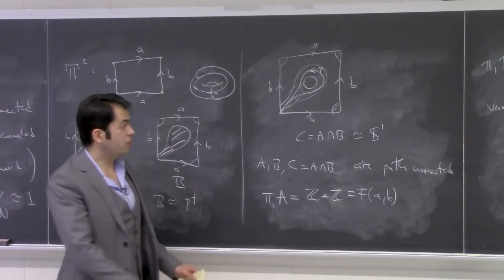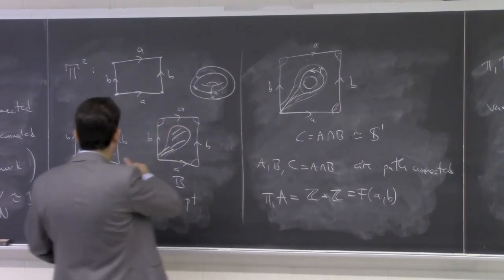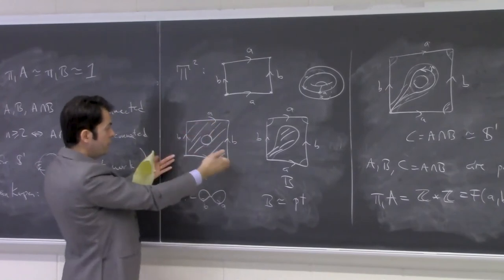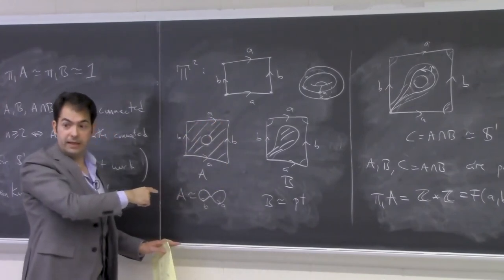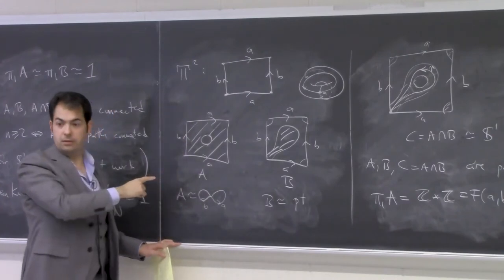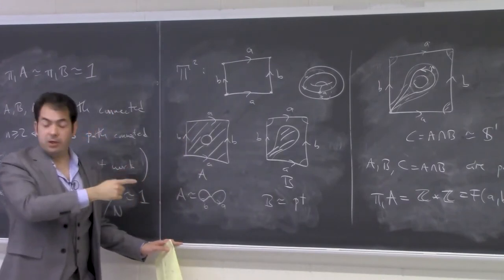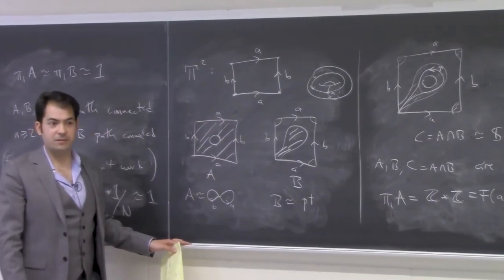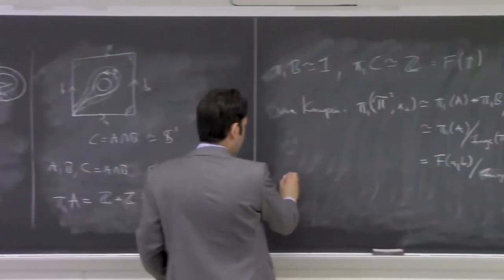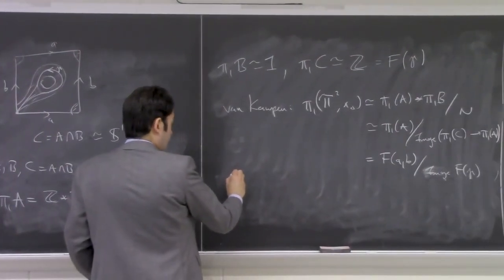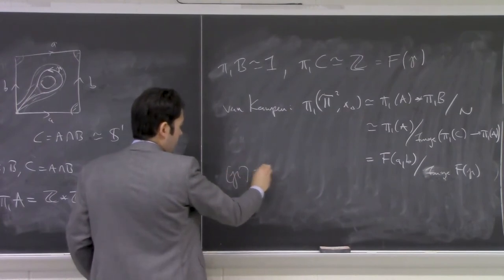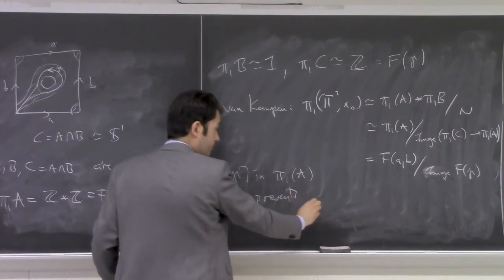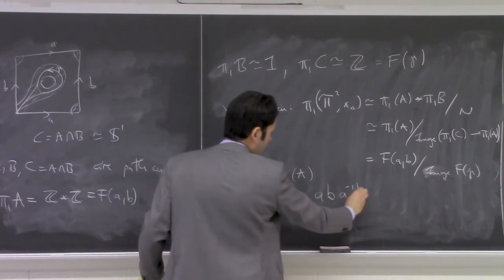Exactly right. So if you look at C inside A, if you look at gamma inside A, then it deforms onto the boundary, and it goes all the way around the boundary once. Right. So then you can just read it off. It does A, it does B, it does A inverse, and it does B inverse. Right. So gamma in pi 1 of A represents A B A inverse B inverse.